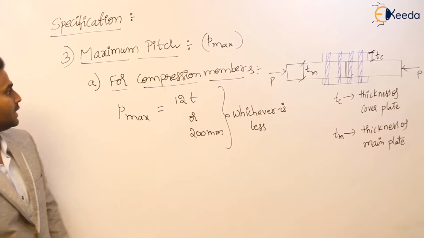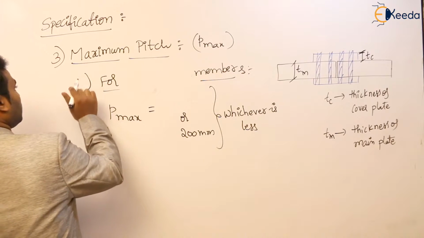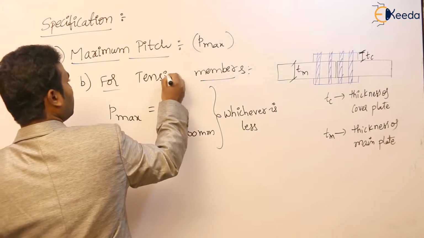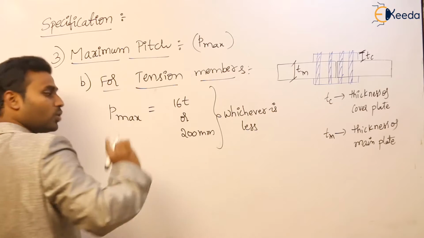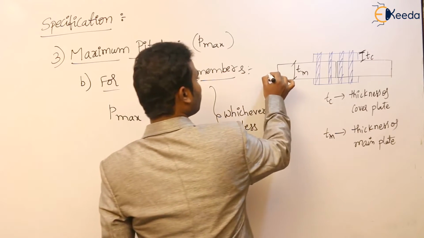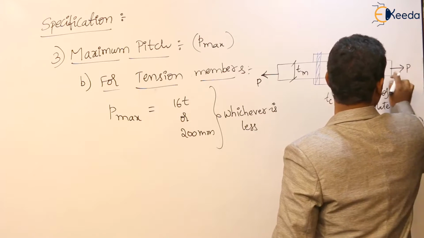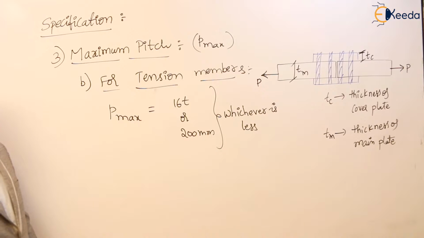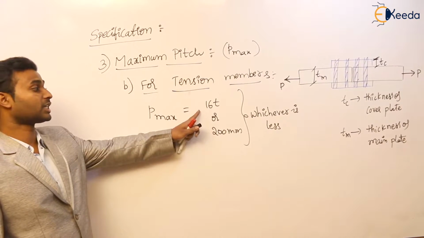Okay, next is for tension members. For a tension member, the maximum pitch is 16T or 200 mm, whichever is less. It means here the force is tension P. Now if you observe, for a compression member it is 12T, but for a tension member it is 16T.